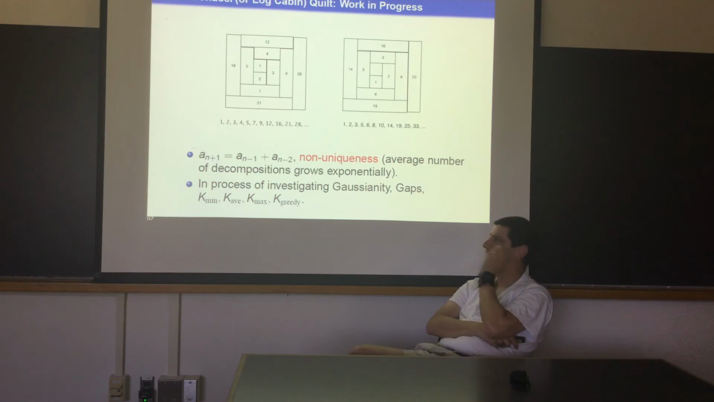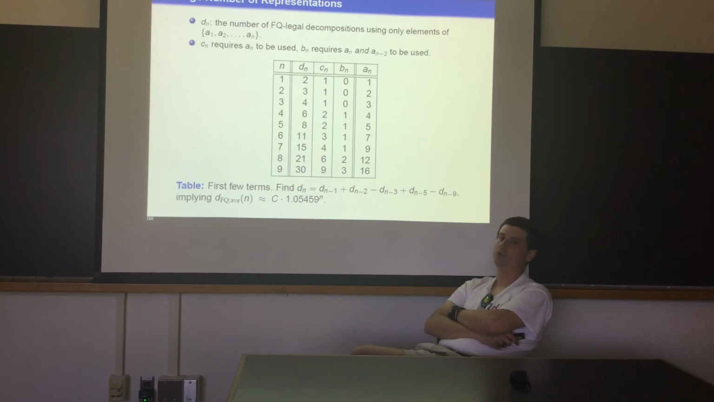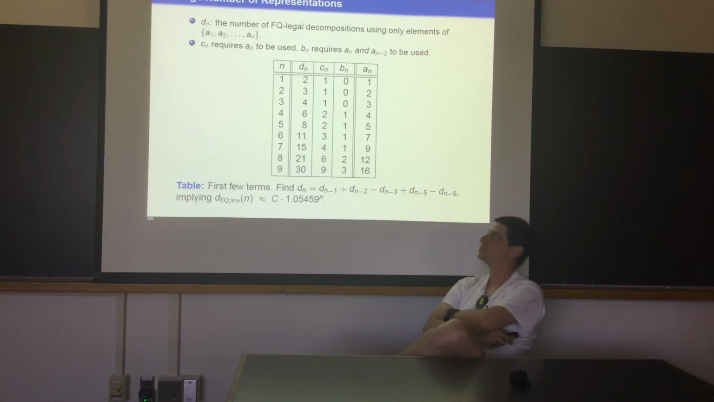You could look at, on average, how many summands do you need? What's the maximum number? I'm sorry, on average, how many decompositions do you have of a number? What's the maximum number of decompositions you can have of a number? What's the minimum? What do you get if you use the greedy algorithm? So it turns out the greedy algorithm doesn't always work, but a small tweak of the greedy algorithm works.